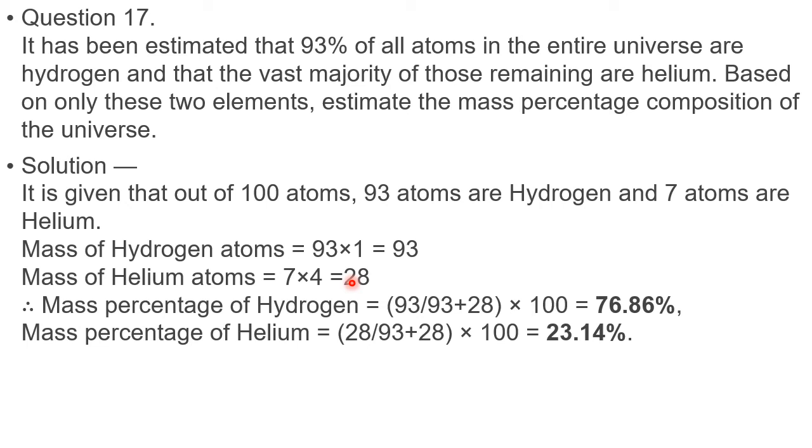Okay, right. Now in terms of percentage, 93 are hydrogen only, no? Okay, total how many are there? 93 plus 28. So out of this, 93 are the hydrogen. In terms of percentage, for 100, how much? It is 76.86. Okay. In the same way, out of 93 plus 28, what is the contribution of the helium mass? It is 28 gram. For 100, how much? Into 100, that gives you 23.14. So the mass percentage of the entire universe is 76.86% hydrogen and 23.14% helium. Clear?